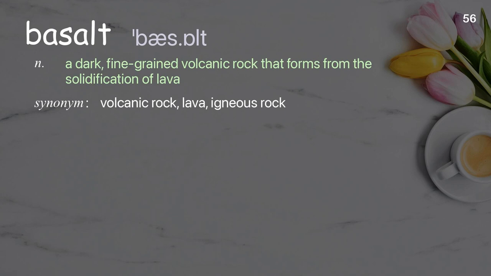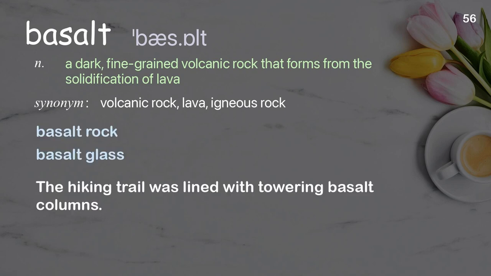Basalt: a dark, fine-grained volcanic rock that forms from the solidification of lava. Examples: basalt rock, basalt glass. The hiking trail was lined with towering basalt columns.